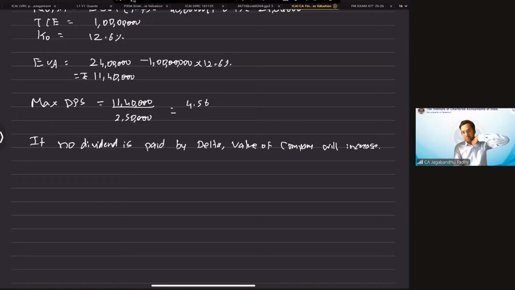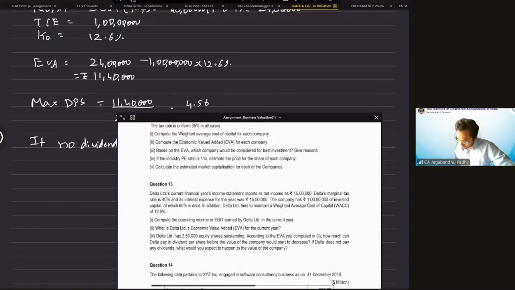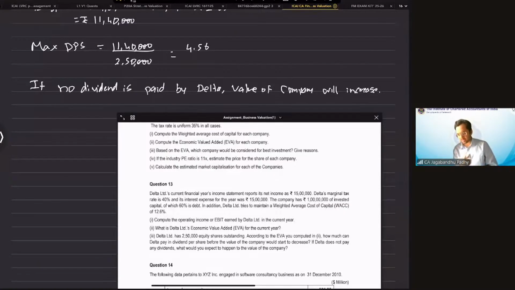Okay, guys. But it will affect the market price of the shares. Then what would you expect if the company does not pay any dividend? What would you expect to happen to the value of the company? It will increase. Value of the company increases. They're not asking for the new market price or anything, because for that we have not been given the PE ratio. I was just saying that if no dividends are paid, it will affect the market price. Yeah, it is a bit affecting the market price.